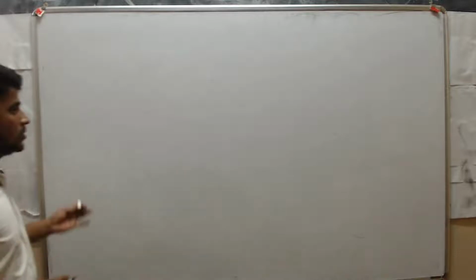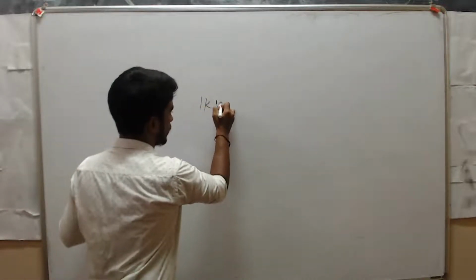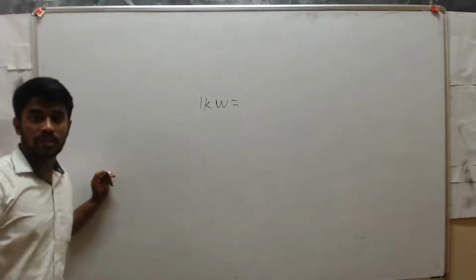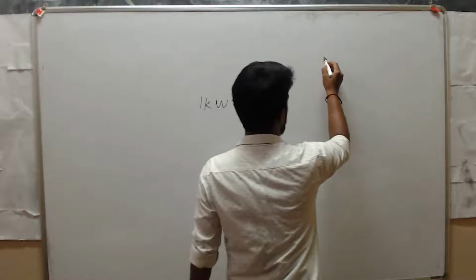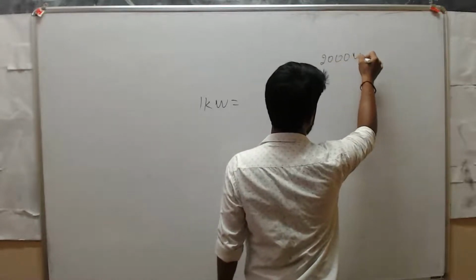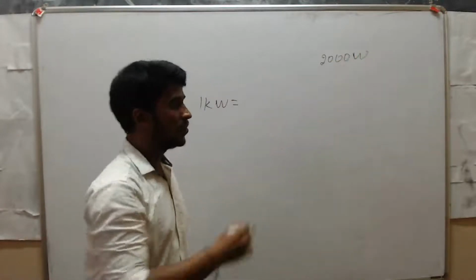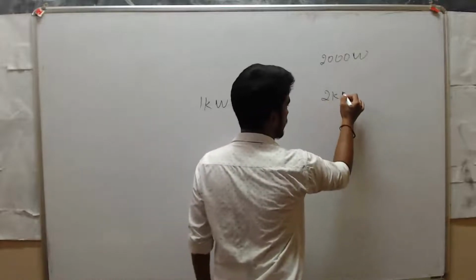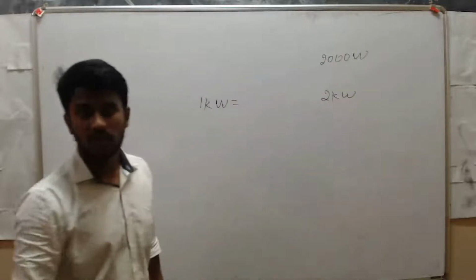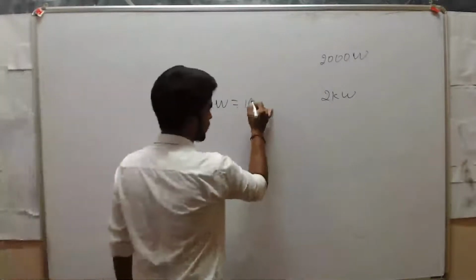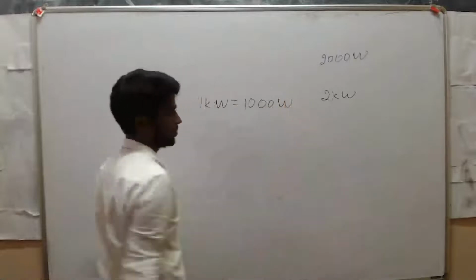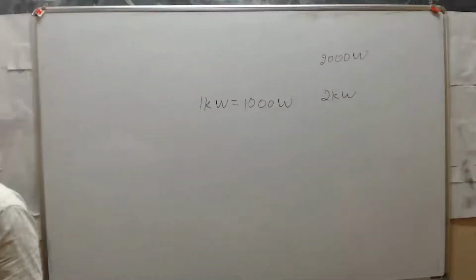In actual practice, we use a much larger unit called kilowatt. If the conductor consumes more energy, for example, you have one conductor which consumes 2000 watt, instead of writing 2000 watt, we can write in short form 2 kilowatt. Here k means kilo. Kilo means 1000. So 1 kilowatt is equal to 1000 watt.